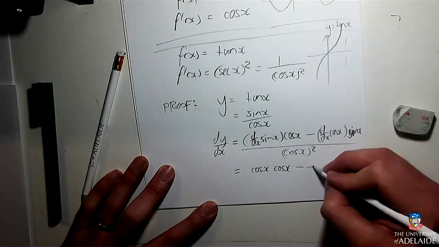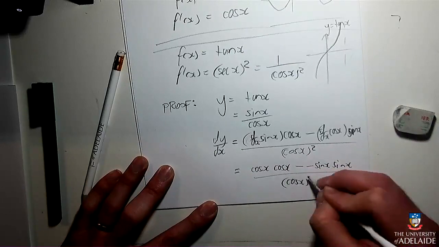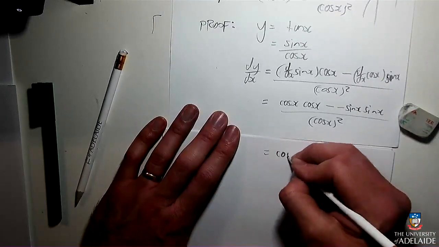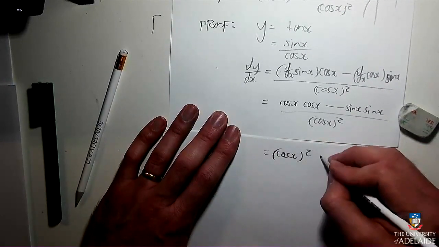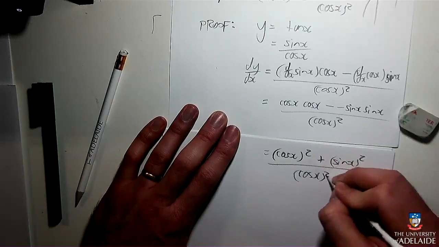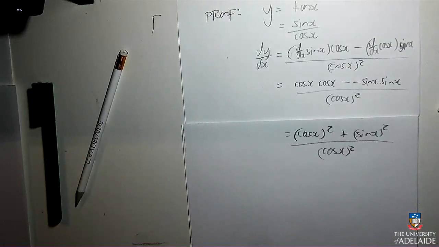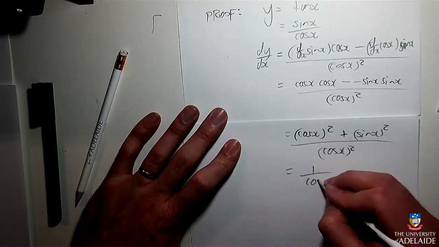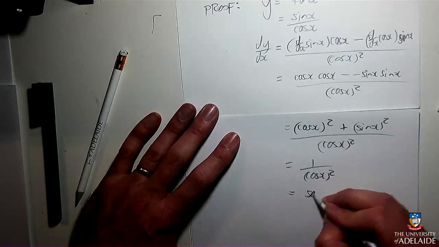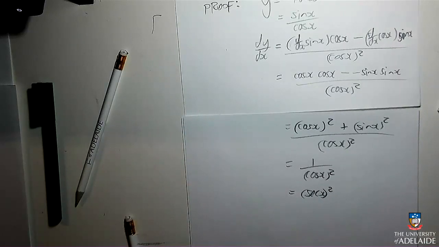And the derivative of cos is minus sine. And so what I have is cos squared plus sine squared. So that minus minus becomes a plus. And cos squared plus sine squared is always 1. And 1 over cos is sec. So that's the proof.